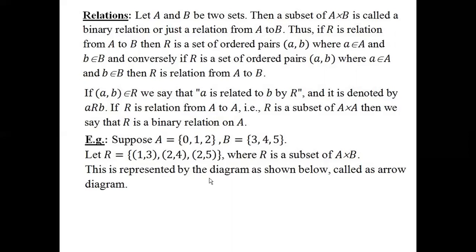This is represented by the diagram as shown below, which is called an arrow diagram. So the relation R can be represented in the form of an arrow diagram. I have the set A and the set B. R is the relation from A to B. So (1,3) is related, so from 1 to 3 we have an arrow. (2,4) is related, so from 2 to 4 there is an arrow. (2,5) is related, so from 2 to 5 there is an arrow. So this is a simple example of a relation that I considered.